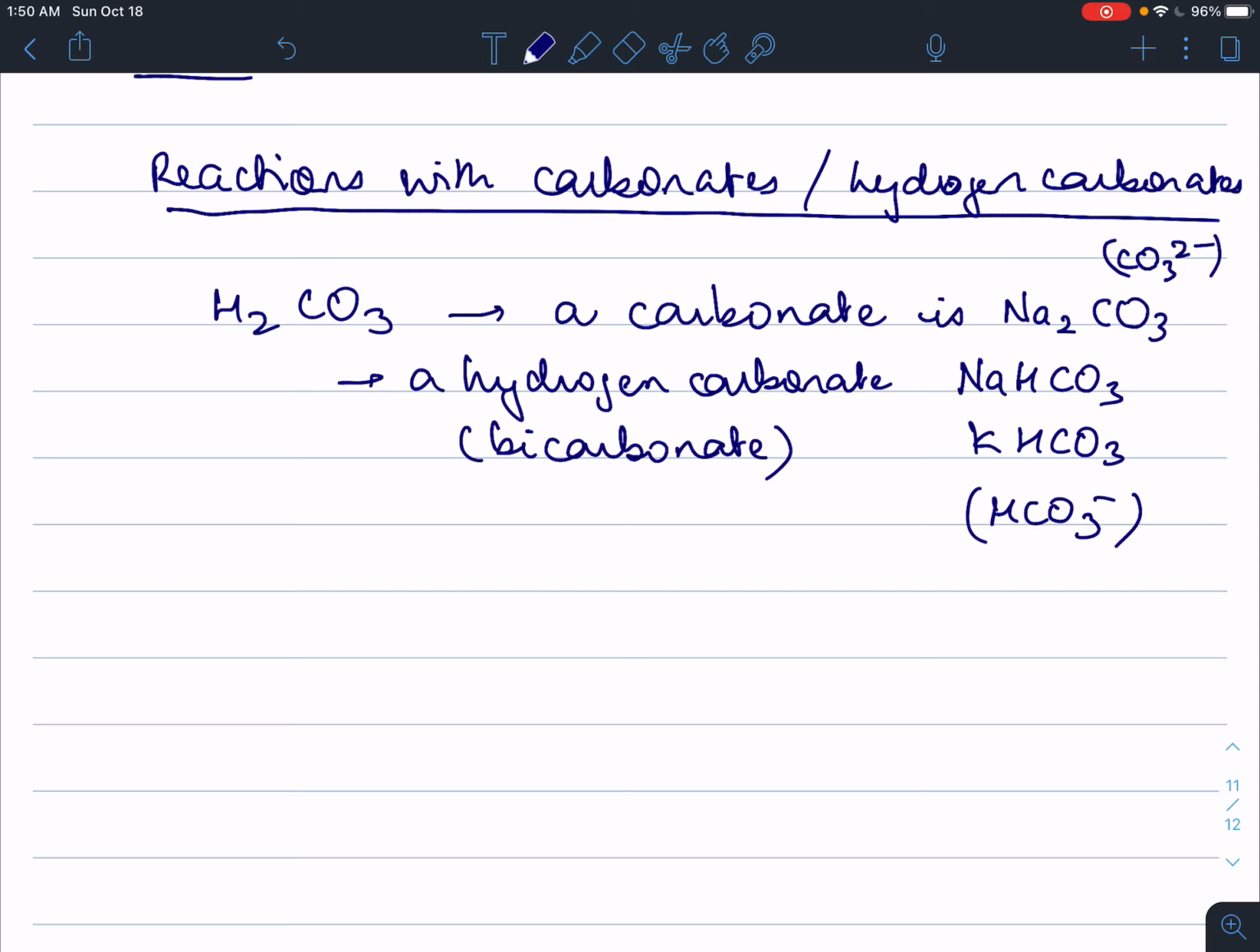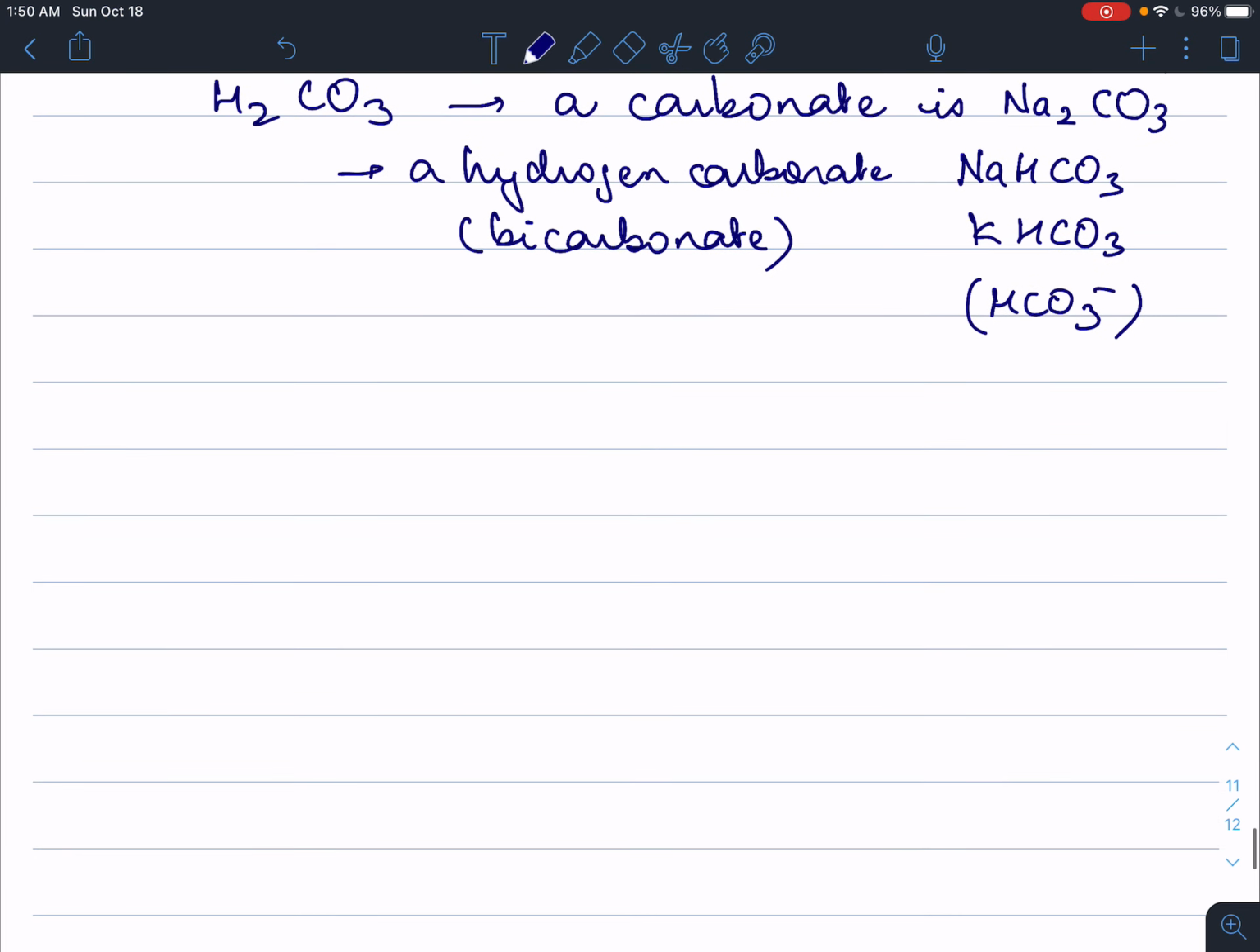So these salts can react with an acid to produce carbon dioxide gas and water. All right, how does that work? Let's try, say, sodium carbonate, Na2CO3 plus a strong acid, say HCl, will give you NaCl, CO2, H2O. Now, how do we balance this?